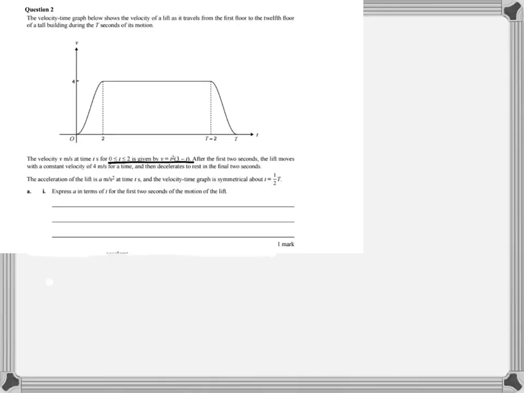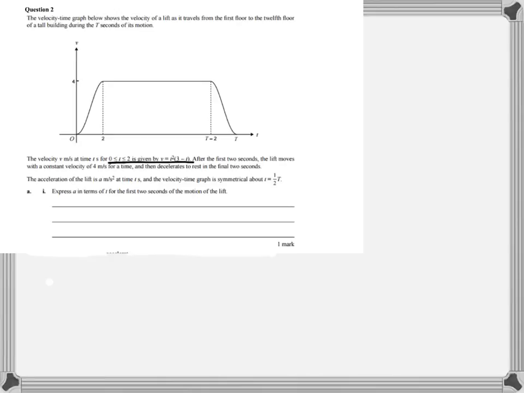The rest of it, after the first 2 seconds, the lift moves with a constant velocity of 4 meters per second for a time and then decelerates to rest in the final 2 seconds. Acceleration of the lift is a. The velocity time graph is symmetrical about t equals a half t. There's a lot of information there, and we have to ask ourselves, is it really that important?